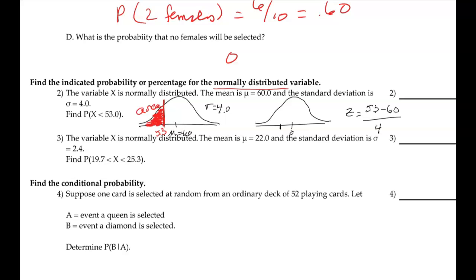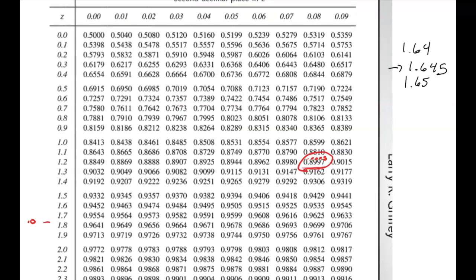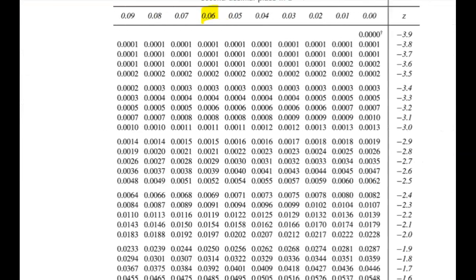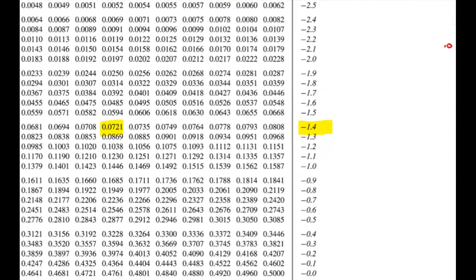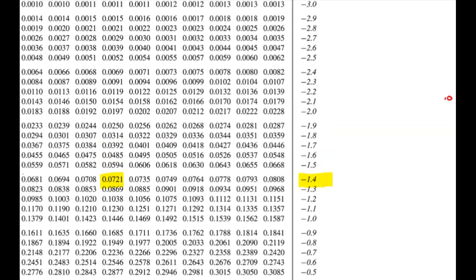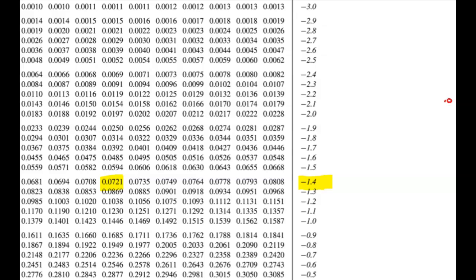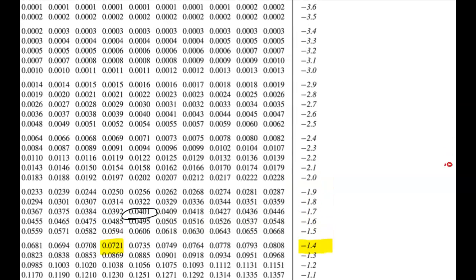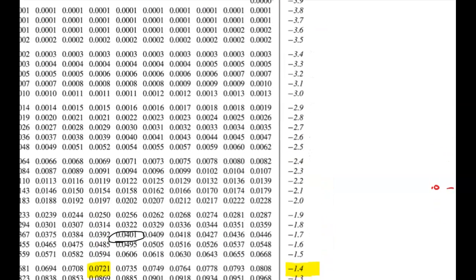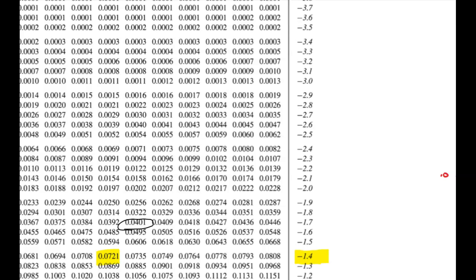I get negative 1.75. So far we're in good shape. 53 is less than 60, so we got a negative z-score. That makes sense. Now we want the area to the left. That makes it certainly easier to look up on our formula sheet. We go to negative 1.75. So that's 0, 1, 2, 3, 4, 5. And we get, let me double check. Yep, that's the 0.0401.